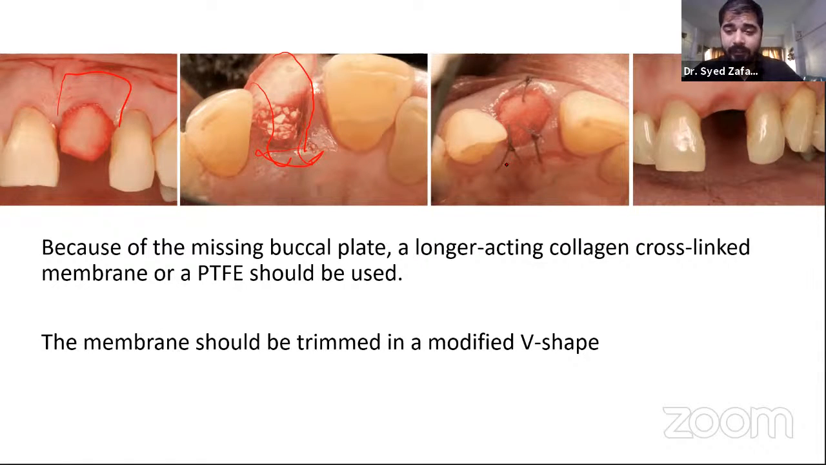But in this type of membrane, we need something which is long lasting, which cannot easily be manipulated, or something which can hold tightly. Maybe a non-resorbable membrane or a resorbable membrane, but a long-lasting membrane.